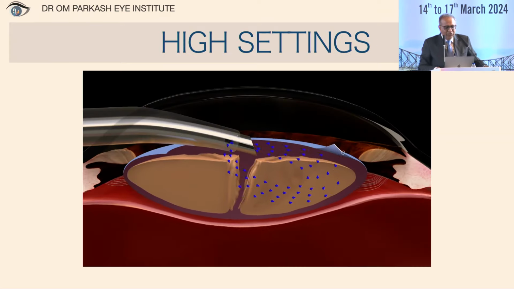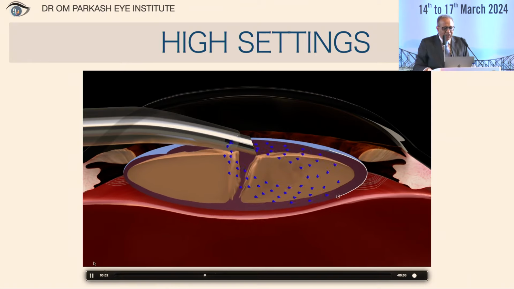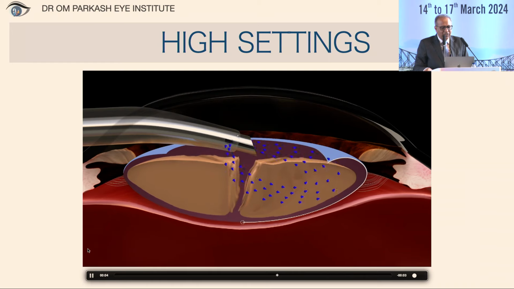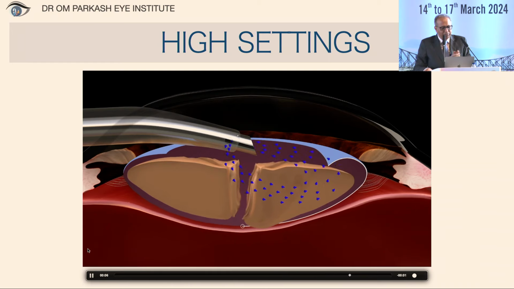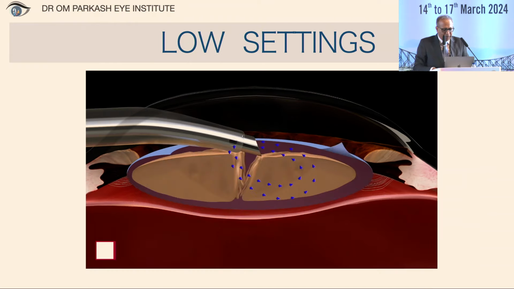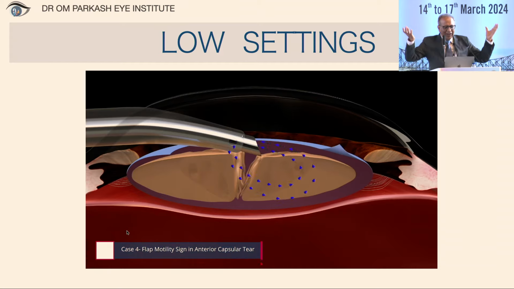With high settings, what happens is there are unstable chamber settings, and it creates a situation wherein we have a wraparound tear and all the complications. What happens with the low settings? It's a very friendly situation. The flap motility is helping you. You are using techniques. You are not putting stress on the end point of the flap with unstable chamber settings and creating a situation that it becomes a wraparound tear.